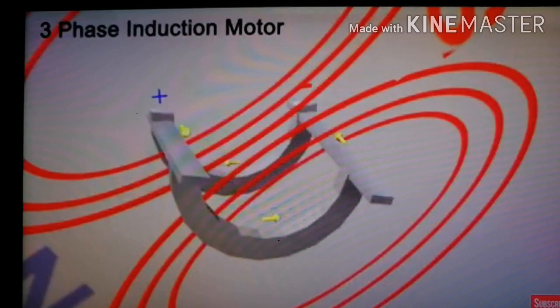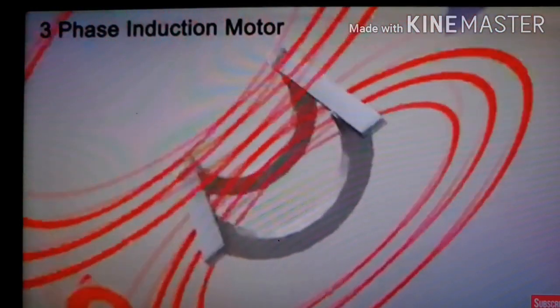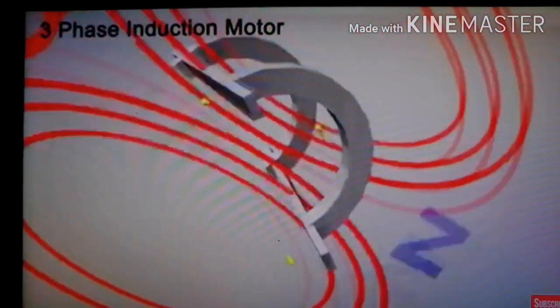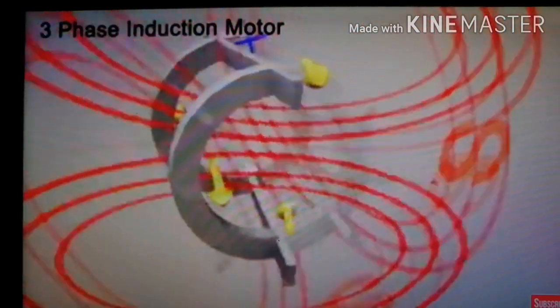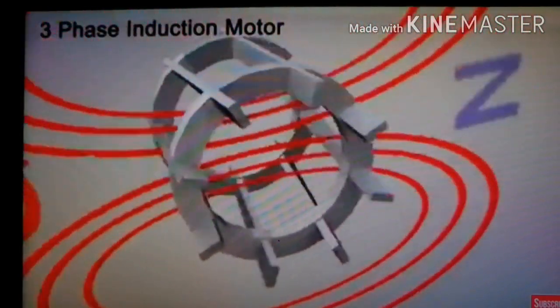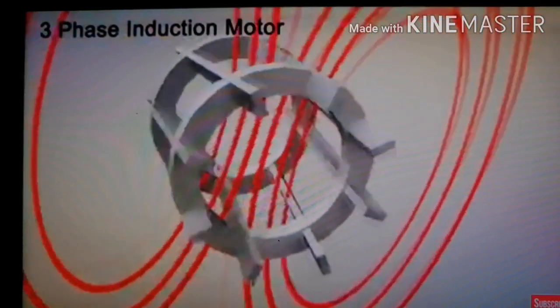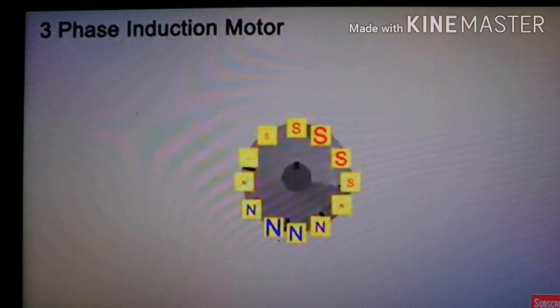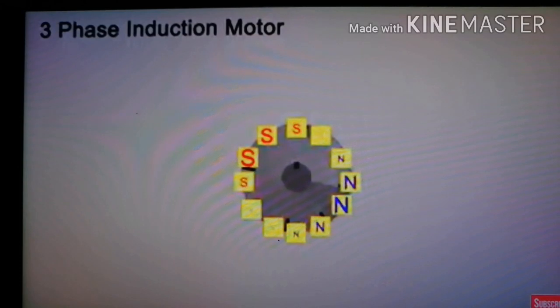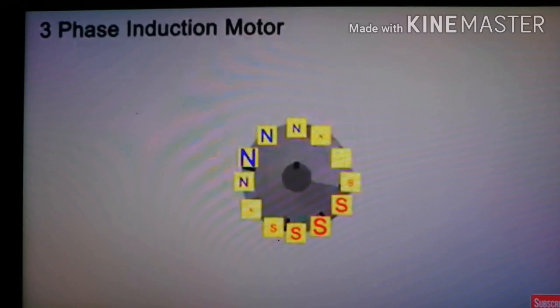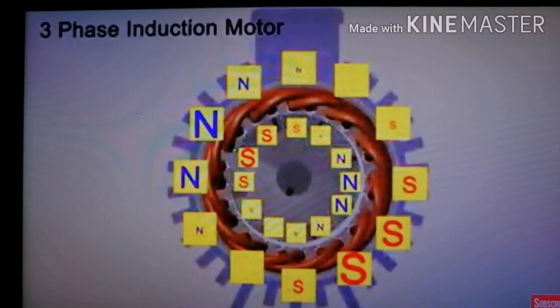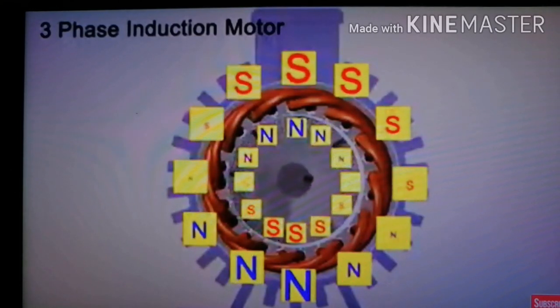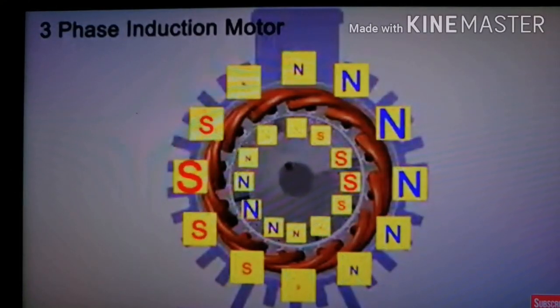Hence, the rotor rotates in the same direction to reduce the cause, that is, the relative velocity, thus rotating the rotor of the induction motor. Therefore, in this process, poles are induced on the surface of the rotor, and these poles always try to catch the opposite poles which are rotating on the inner periphery of the stator. Thus, the rotor rotates in the direction of the rotating magnetic flux.